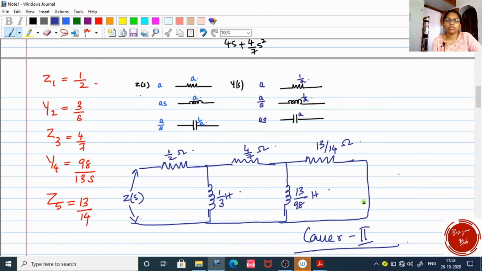Okay, so that's all with this Cauer network synthesis.